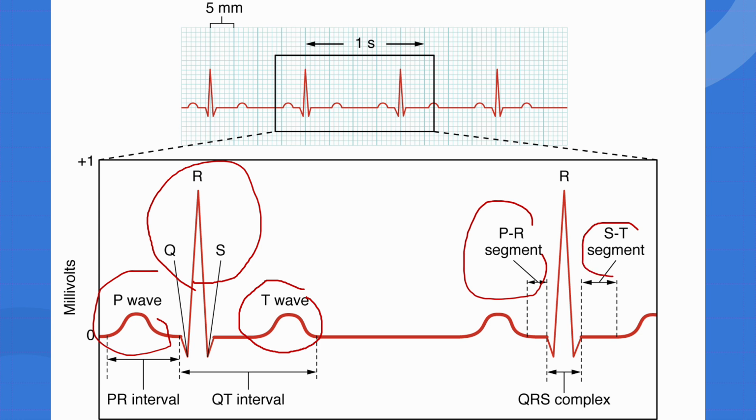This is the ST segment. This is the flat section between the QRS complex and the T wave. Elevation or depression is critical and may indicate myocardial infarction or ischemia.